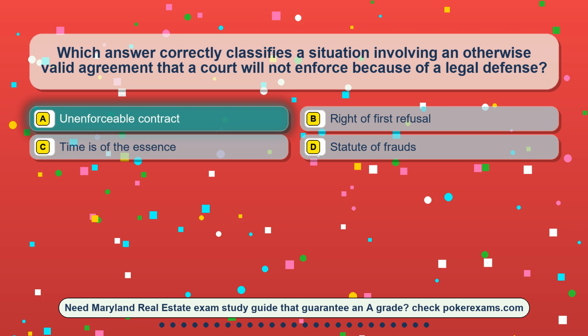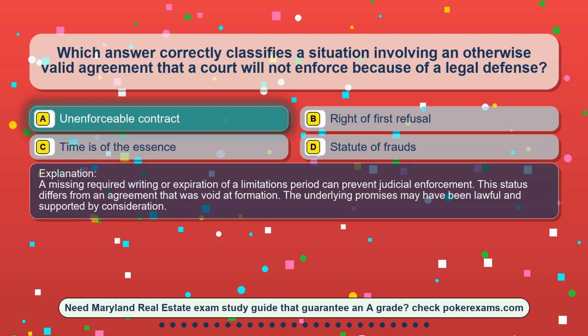The correct answer is option A, unenforceable contract. A missing required writing or expiration of a limitations period can prevent judicial enforcement. This status differs from an agreement that was void at formation. The underlying promises may have been lawful and supported by consideration.